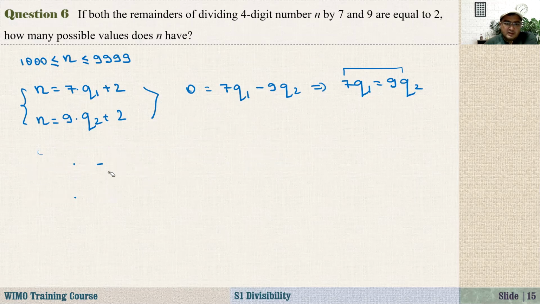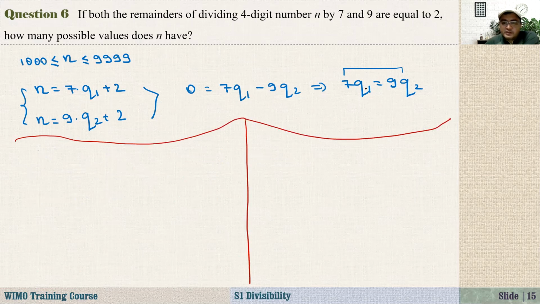Okay, since from here we are drawing this conclusion, since q1 is divisible by 9 and q2 is divisible by 7, that means that here n should be divisible by 63. And here we have some k, and so here we have 2. So now from here, we know that n is between 1000 and 9999, right?